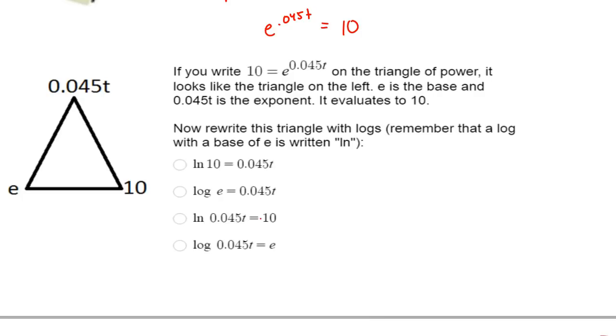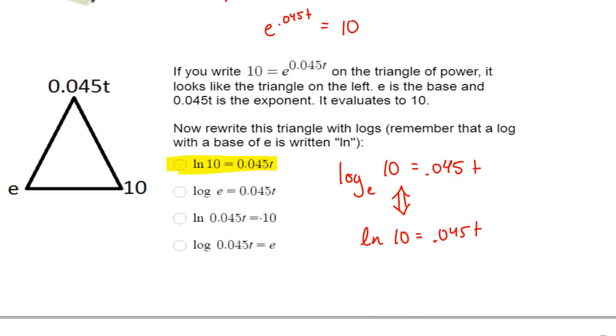Now you could use the triangle of power to help you out, and you can see the triangle of power is set up there for us. So our base would be e, and then we would have 0.045t as the exponent, and 10 is our value. So the way we could write that out would be log base e of 10 equals 0.045t, because remember, in all logarithms, the exponent is what it equals. Now, remember from the beginning of this lesson, log base e is the same as the natural log. So this would be our answer: natural log of 10 equals 0.045t.